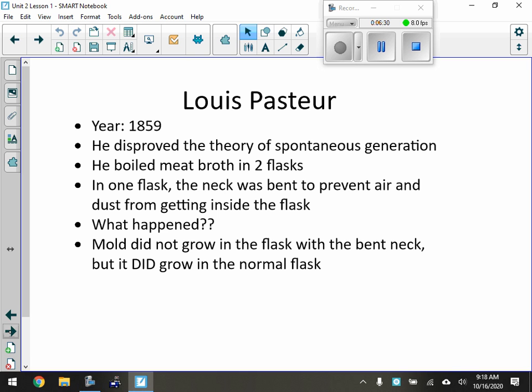And this was kind of his experiment here. We have a little diagram to show you that. You could kind of draw that a little bit too. I think that wouldn't be a bad thing, probably. He boiled meat broth in 2 flasks. In one flask, the neck was bent to prevent air and dust from getting in. What happened? Mold did not grow in the flask that had the bent neck, but it did grow in the normal flask.